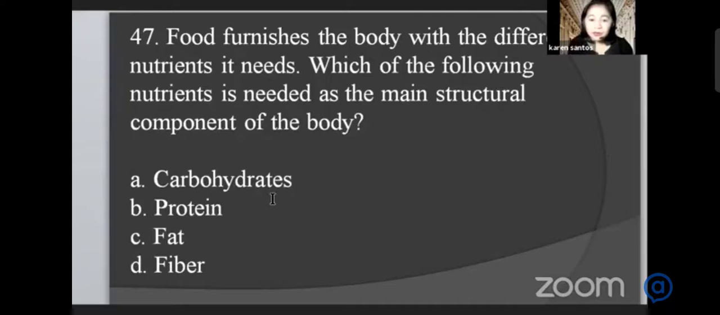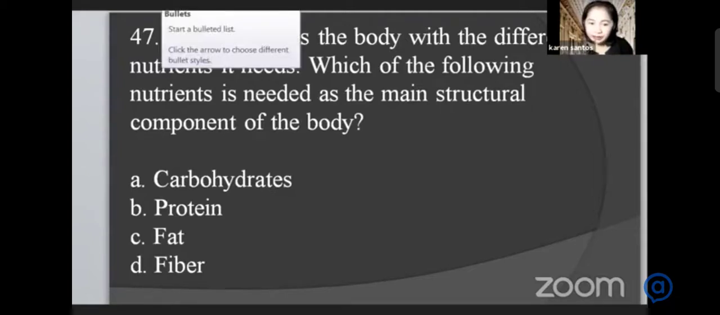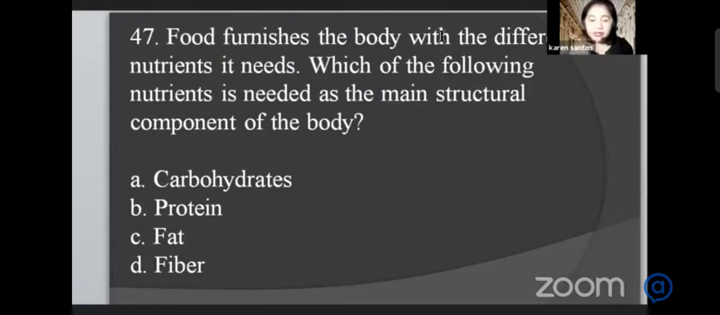Again, the food furnishes the body with the different nutrients it needs. Which of the following nutrients is needed as the main structural component of the body? A. Carbohydrates. B. Protein. C. Fat. D. Fiber. Okay, so the correct answer is letter B, which is protein. Okay, so FB live viewers also got the correct answer. Most of them answered letter B. Okay, so B protein, so it is the main constituent of the body.